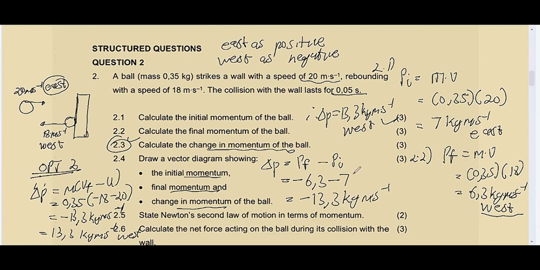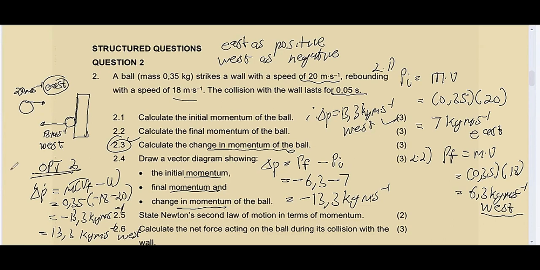So whether you use this, knowing that your change in p is pf minus pi, or you simply break it into a formula and substitute again the values that you were given, you'd still get the same answer, because this is still the same thing. This has the same meaning. If you say m times vf, that's your pf. If you say m times vi, that's your pi, right?